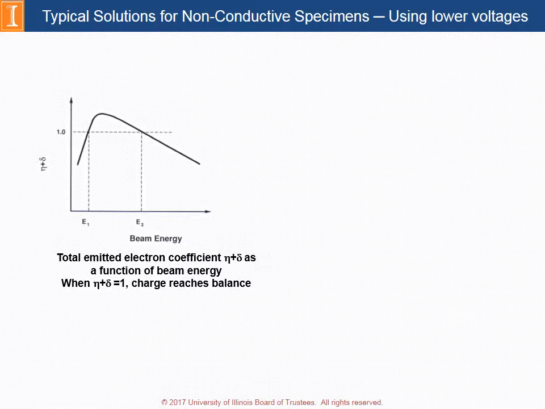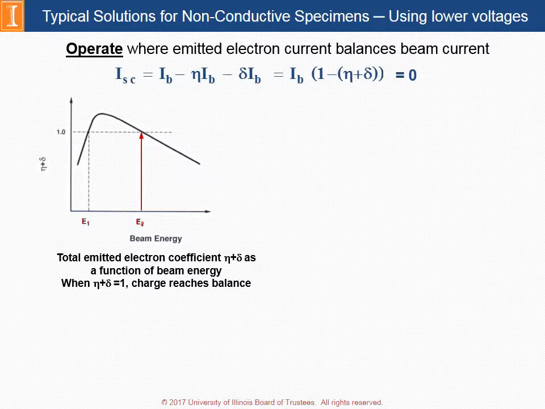This is a schematic illustration of the total emitted electron coefficient, including secondary electrons and backscattered electrons, as a function of beam energy. We can see that there are two beam energies where this coefficient equals 1, which means the amounts of incoming and outgoing electrons are equal to each other. And we choose to operate the microscope at E2. This way, the specimen current ISC is 0. Then no conducting pathway is needed.